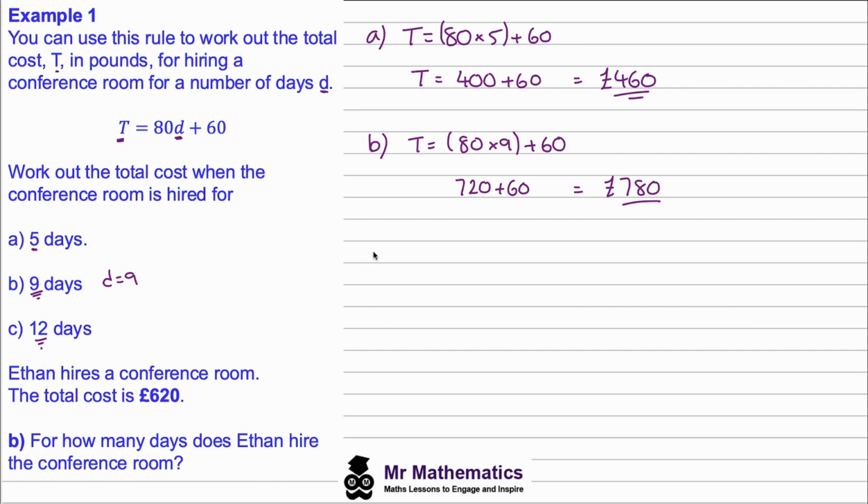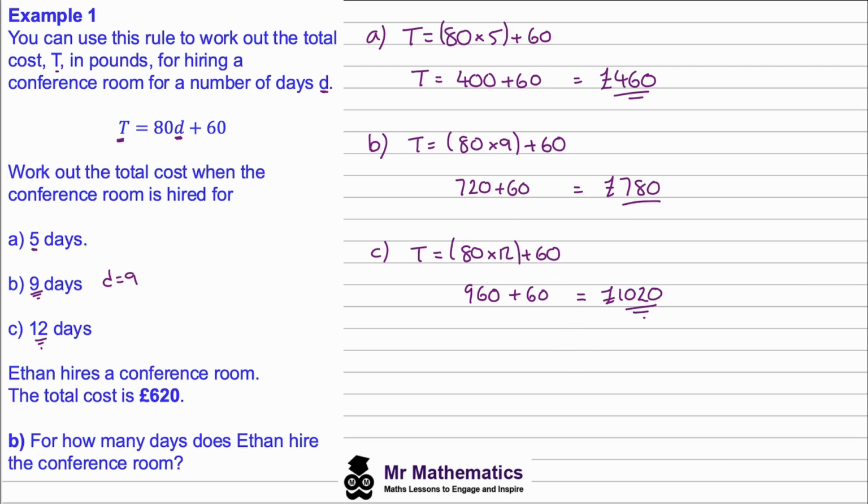Okay, so for part C, we'll substitute the 12 into our formula. This will be 80 times D, which is 12, plus the 60. 80 times 12 is 960, plus the 60, and we get £1,020. How did you get on with that?